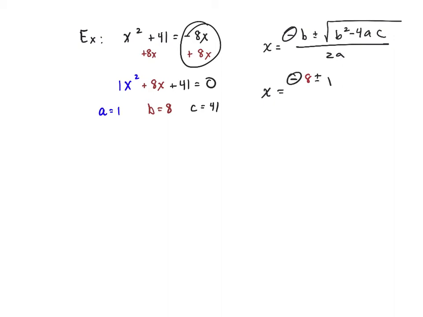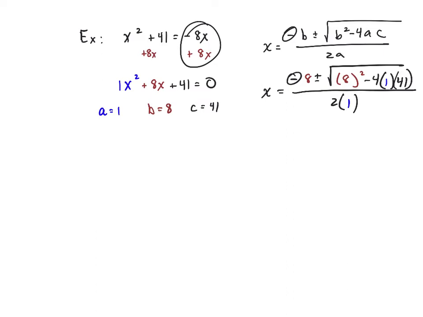plus or minus the square root of that 8 squared, minus 4 times a, and times c, 41, all divided by 2 times a. We love it when that a value is 1. It doesn't have to be, but it is nice. And now it's just cleanup.